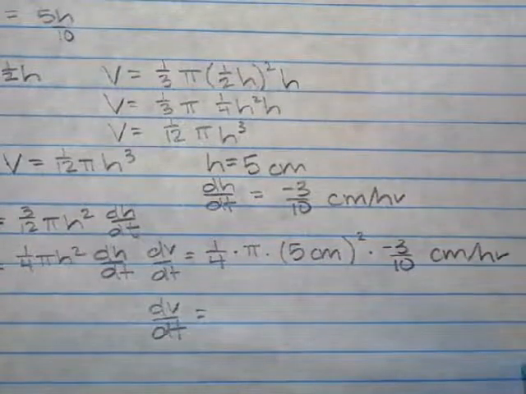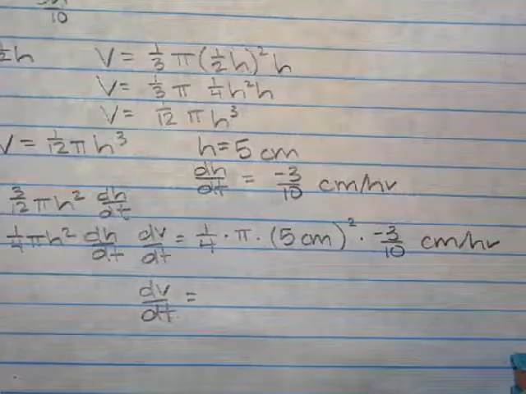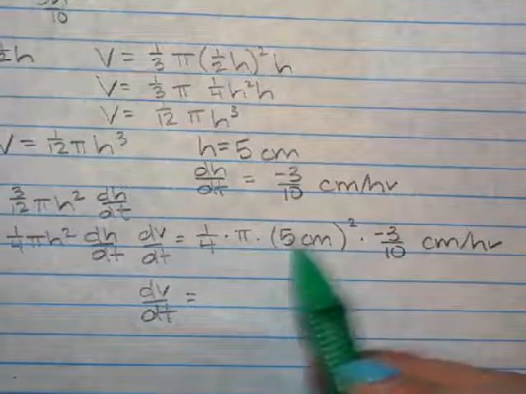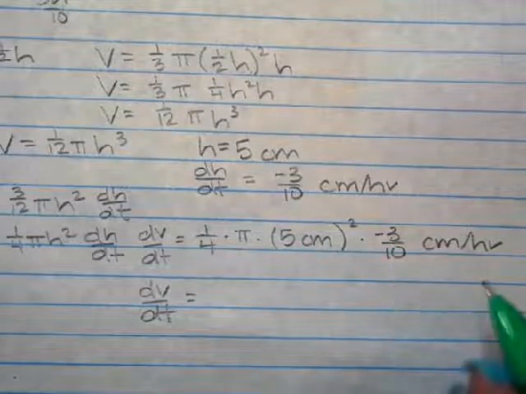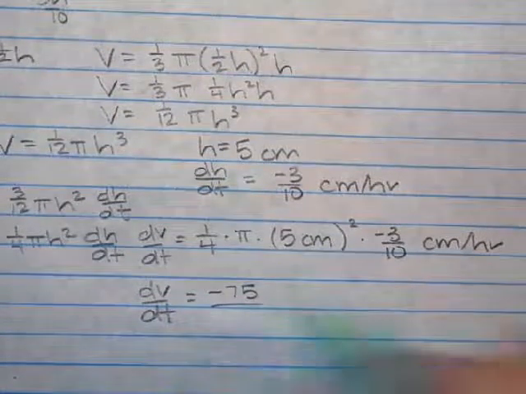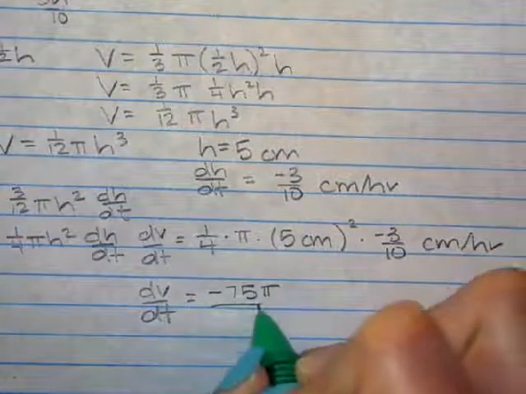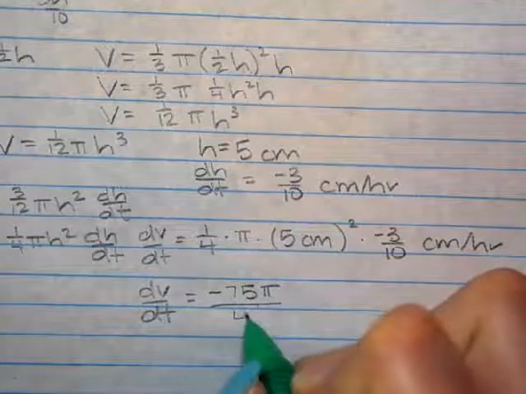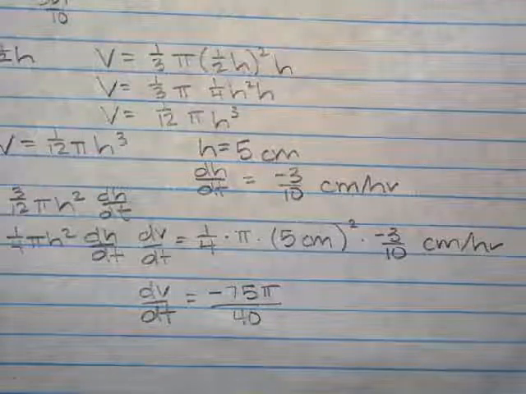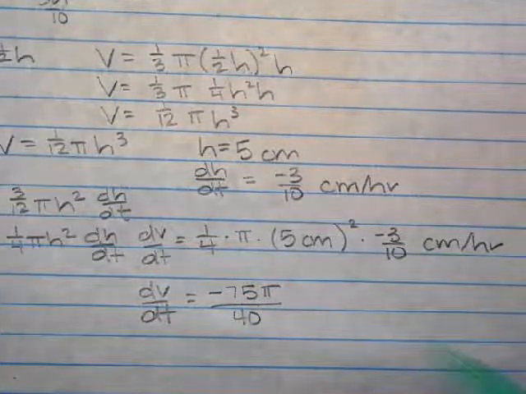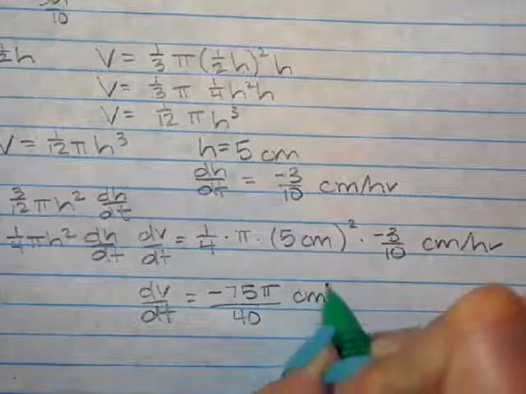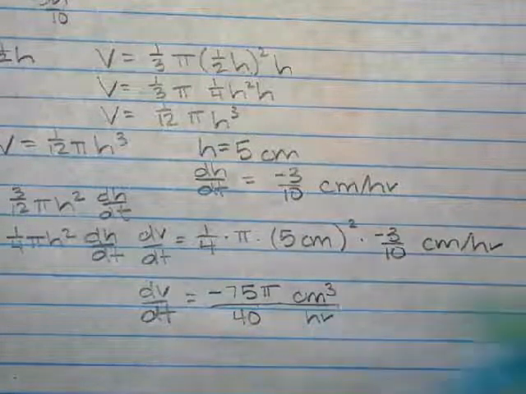Okay, so 25 times 3, 75, so negative 75 pi over 4, right? We can divide by 5, centimeters cubed per hour. Okay, divide by 5 is 15. Divide by 5 is 8.